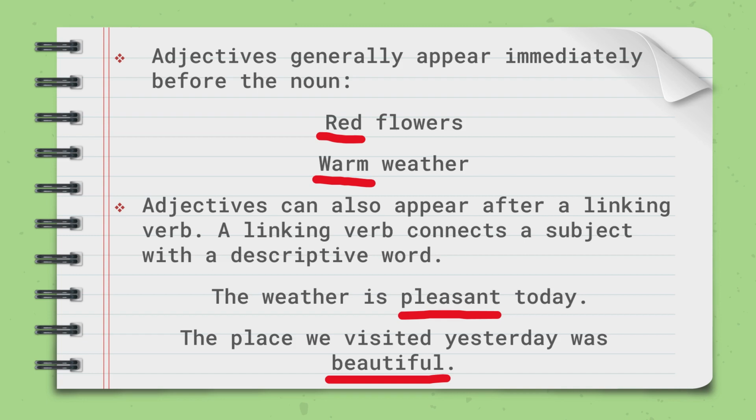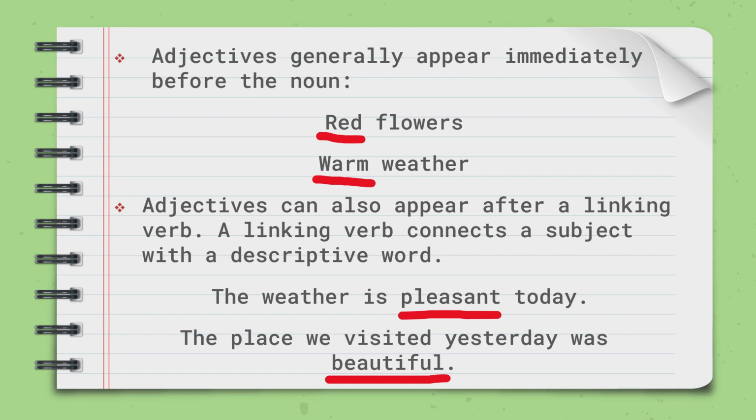Now let's see the part of the sentence that comes after the linking verb, that is pleasant today. So pleasant is an adjective. Why? Because it describes the weather. The weather, that is noun. The weather is pleasant today. So here the adjective is coming after the linking verb. But you can clearly identify it because it's clear as the day that the word pleasant is describing the weather. The weather is pleasant today.